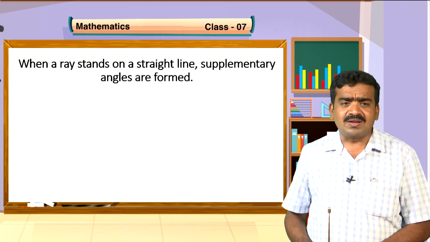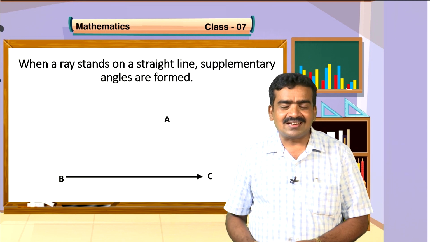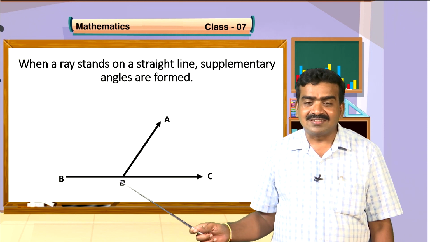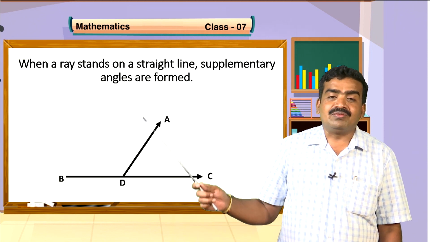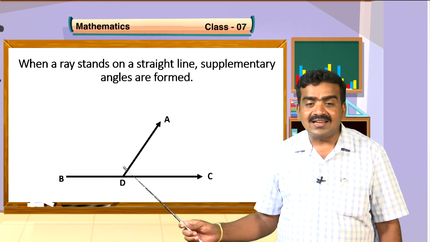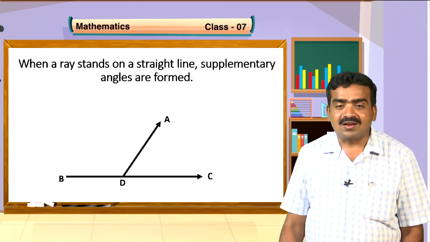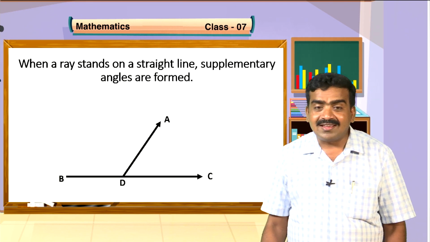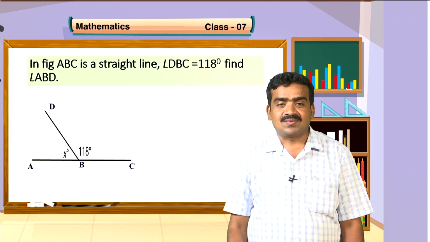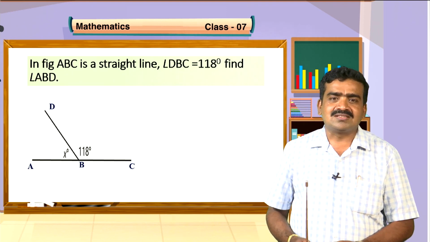You should also remember that when a ray stands on a straight line, we will get supplementary angles. If you add this angle and this angle, we will get 180 degrees. So we can come to the conclusion that whenever a ray stands on a straight line, we will get supplementary angles. My dear students, based on the knowledge of supplementary angles, we shall solve problems on it.